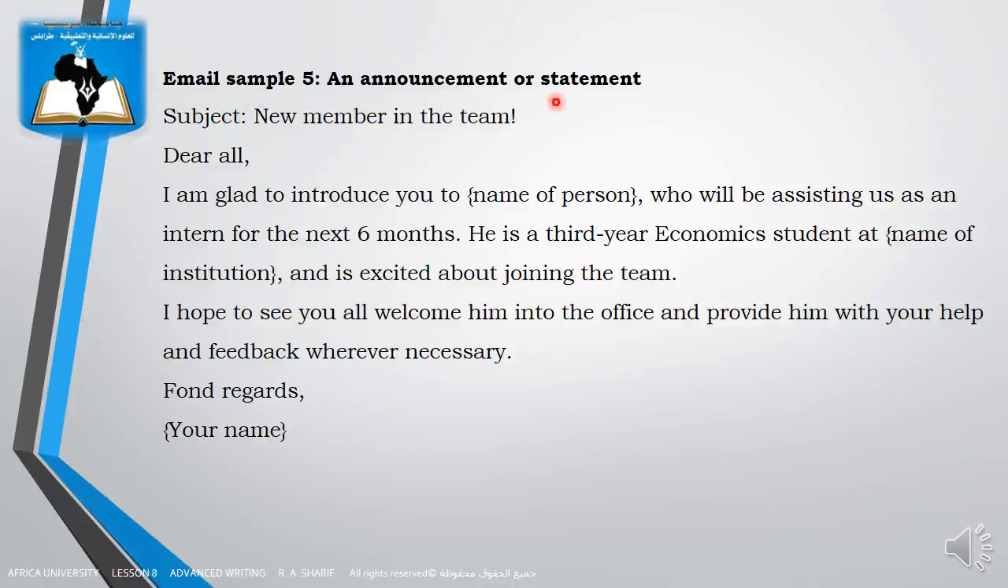Email sample number 5, an announcement or statement. إعلان announcement هو يعتبر إعلان أو تصريح. subject راح يكون الموضوع a new member in the team عضو جديد في الفريق. Dear all, ركزوا معي. Dear all تستعمل لما يكون الإيميل هذا موجه لعدد كبير من الناس، حتى ولو كان 5، حتى لو كان 3، حتى ولو كانوا زوز تكتبوا dear all. مش راح تكتبوا كل شخص باسمه dear مستر فتحي dear مستر علي dear مسز نجاة. No, just write all to include all recipients in this email.